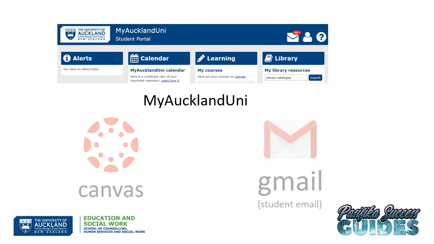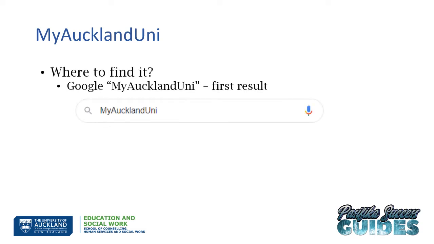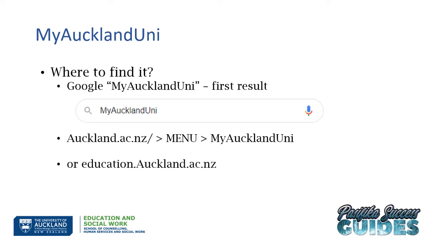Starting off with My Auckland Uni. My Auckland Uni, where to find it? The best way to find it is to just Google it. It usually should be the first result. It will take you to an auckland.ac.nz web address, and if you find the menu there, you should be able to find My Auckland Uni, or you can use education.auckland.ac.nz as well.